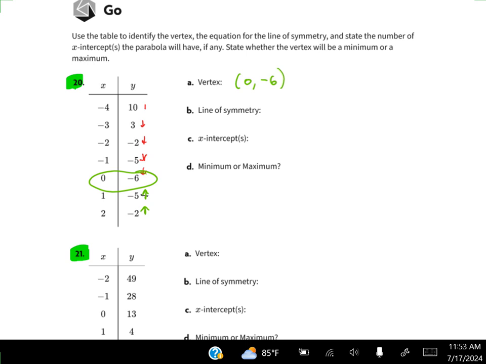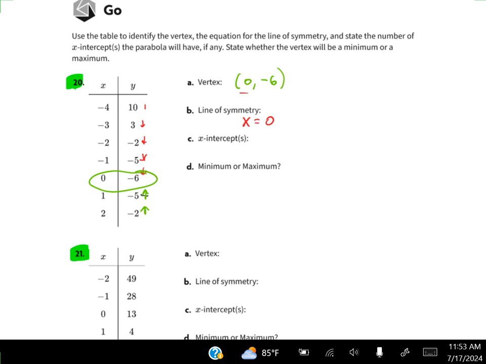Line of symmetry or axis of symmetry, we covered this in the first homework lesson. The line of symmetry is going to be a vertical line, and it's going to be the exact same coordinate as our x value. So in our vertex, our x value is at 0, so our line of symmetry is going to be x equals 0.